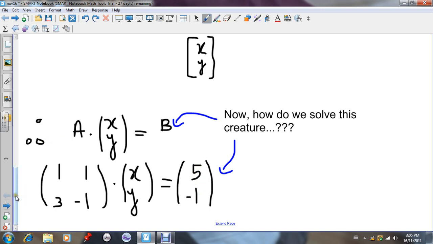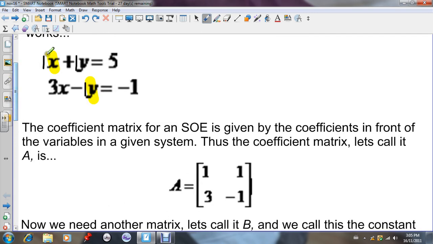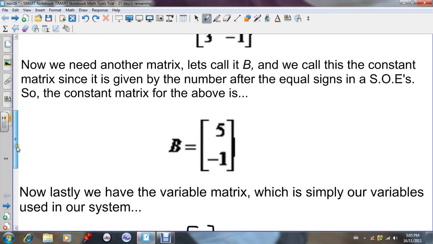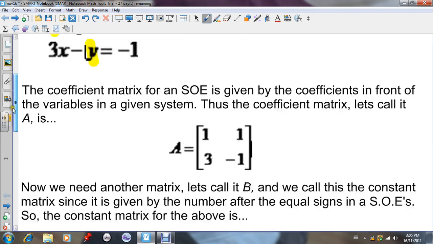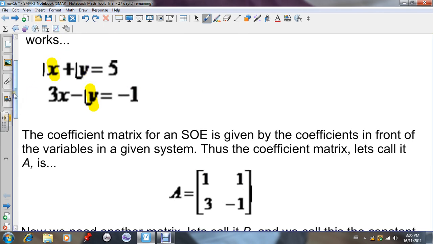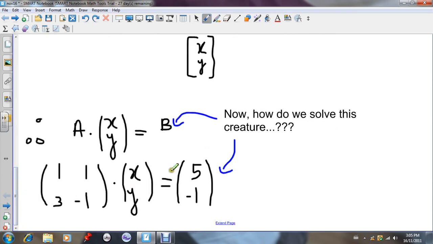Now, why does this work? Because if you multiply these matrices out, you got 1 times x plus 1 times y equals 5. Well, boy, that just gives us the original equation up here. 1x plus 1y equals 5. Similarly, if we go 3 times x plus minus 1 times y equals negative 1, you get 3x minus 1y equals negative 1. So, this represents the original system.